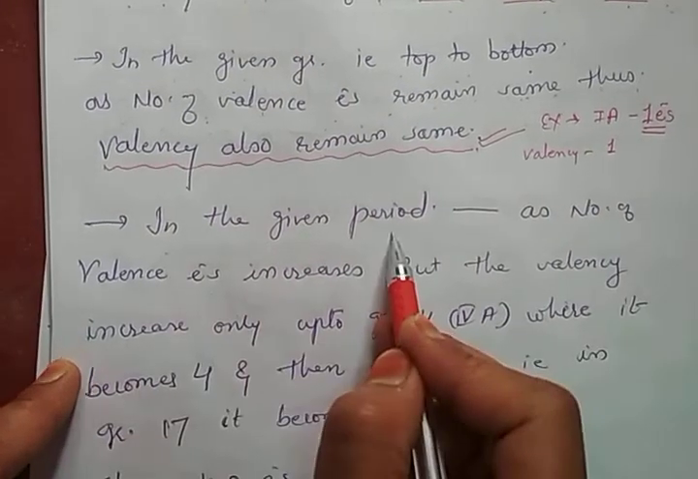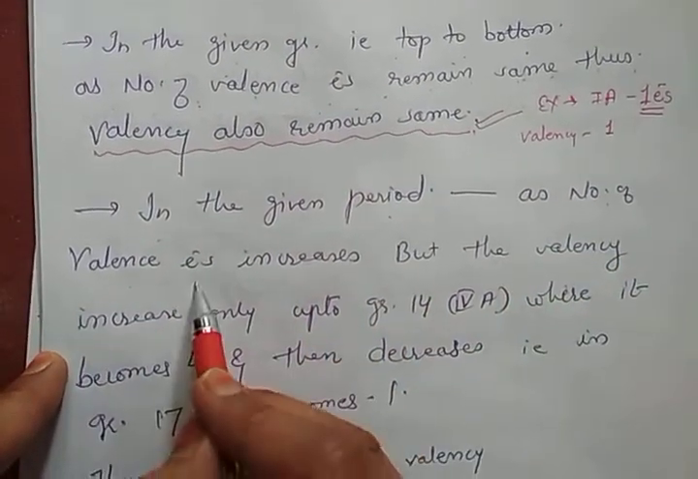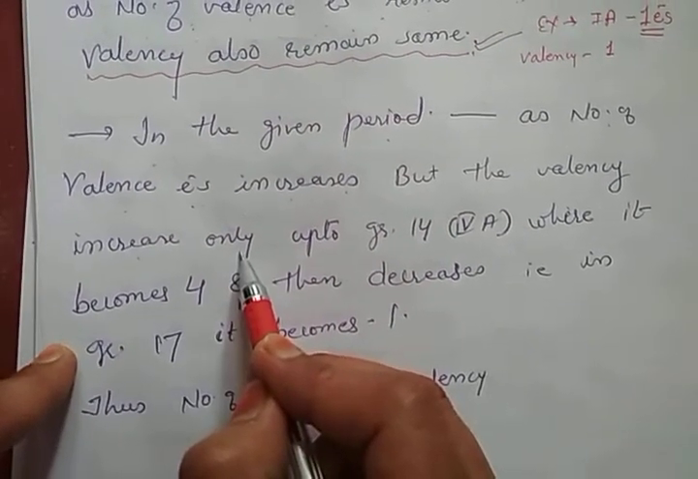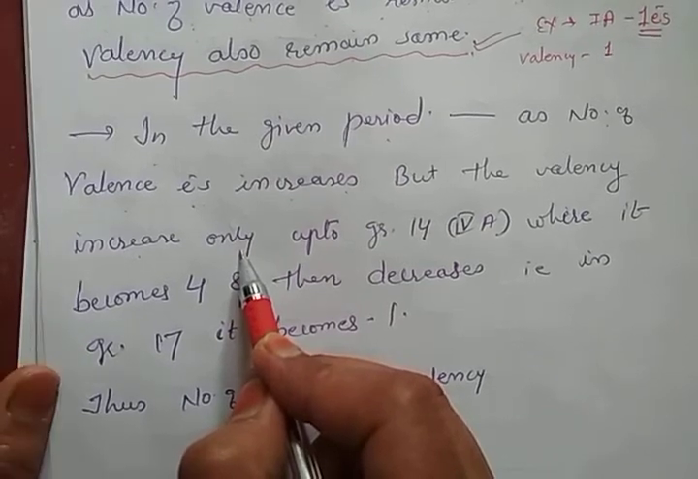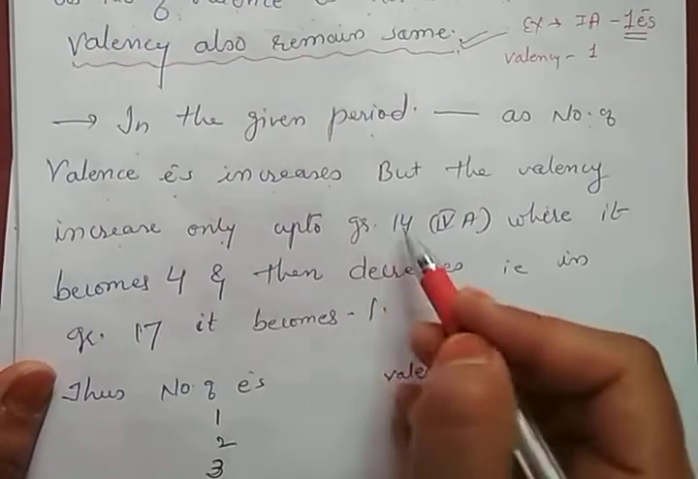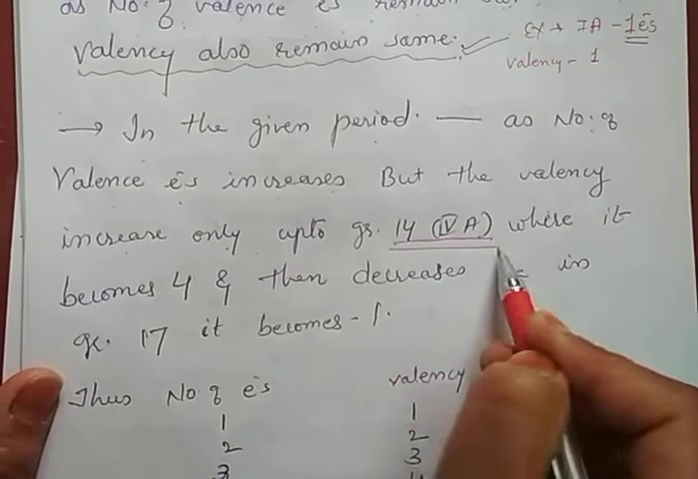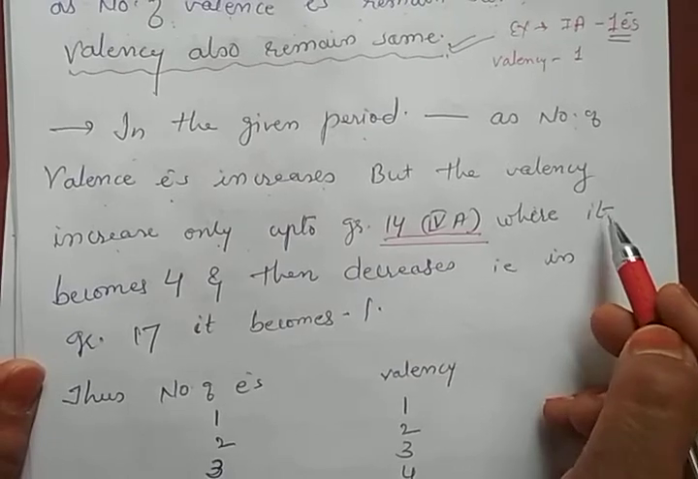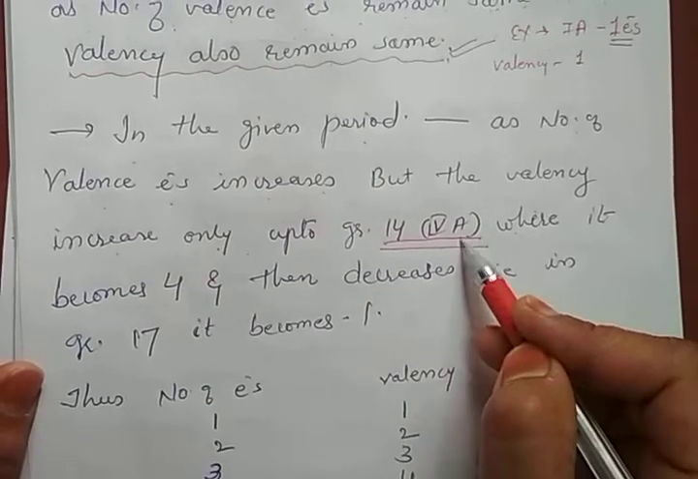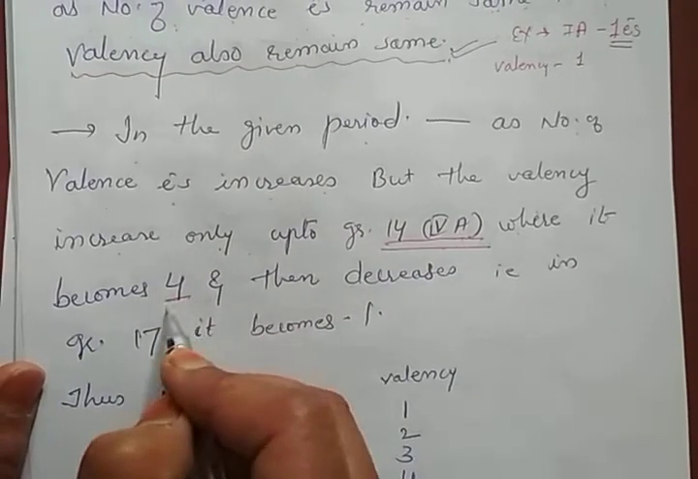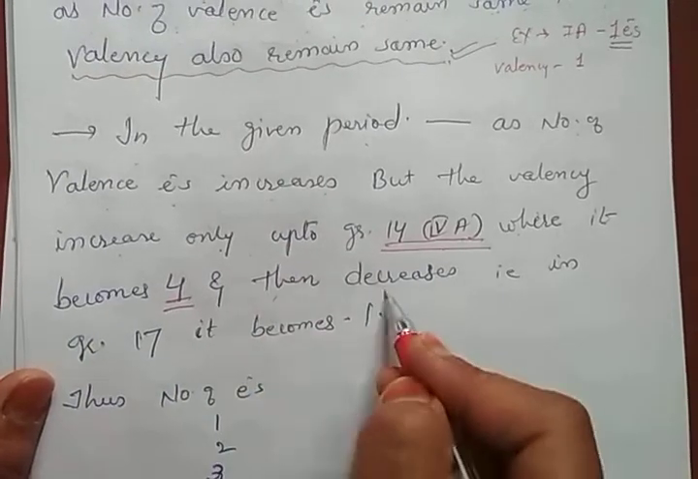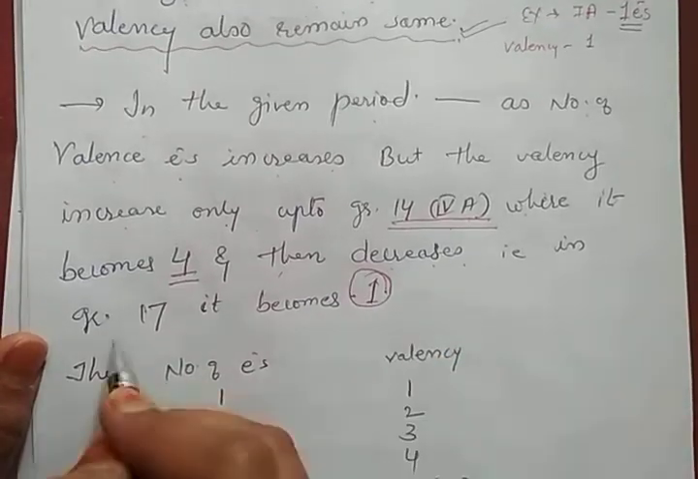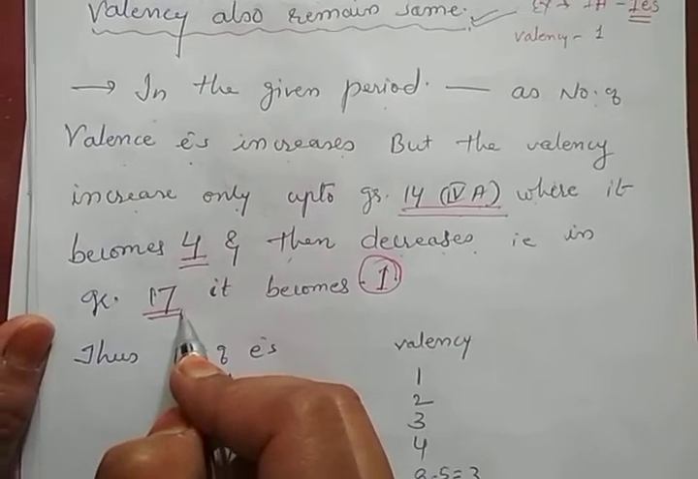But in a given period, as the number of valence electrons increases, the valency also increases. But the way of increase is something different. Up to the 14th group, that is the 4th A group, it goes on increasing. At the 4A group or the 14th group, it becomes the maximum, 4. After that, it starts to decrease and comes to 1 for the elements of the 17th group, that is the 7th A group elements.